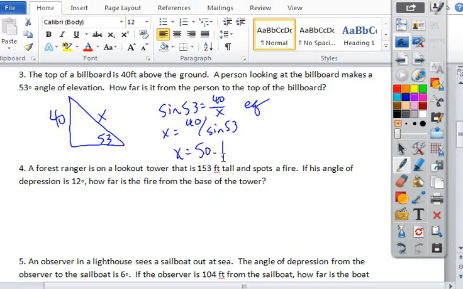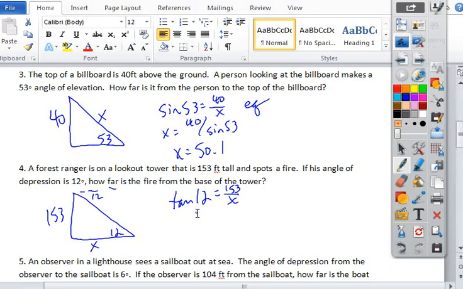Next one says we've got a forest ranger, 153 feet tall. Tower. Angle of depression is 12. How far is the fire from the base of the tower? Base always means bottom. So that should be your triangle. That would be a tangent problem. Tangent 12 equals 153 over x. Divide. What was that one? 719. Any questions there?